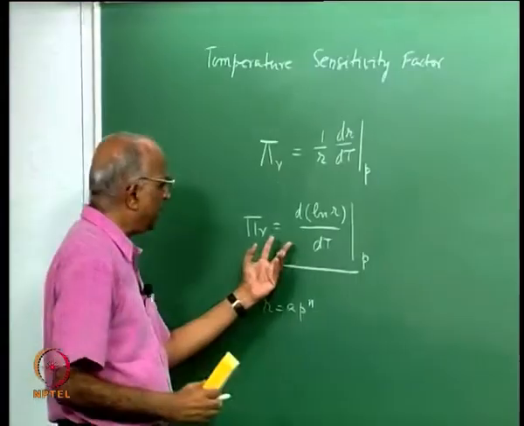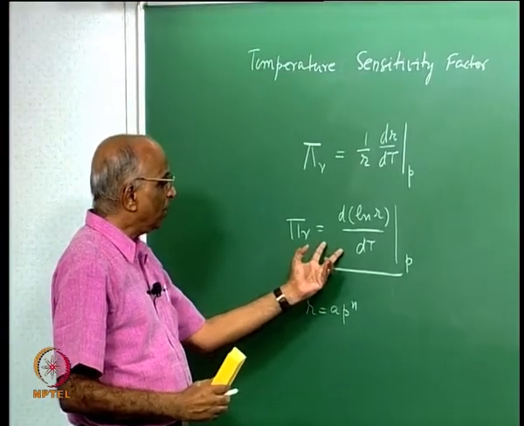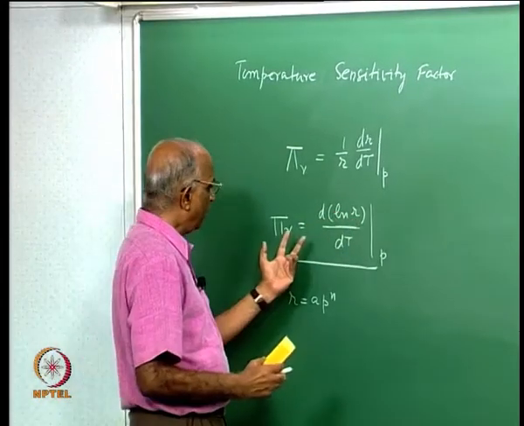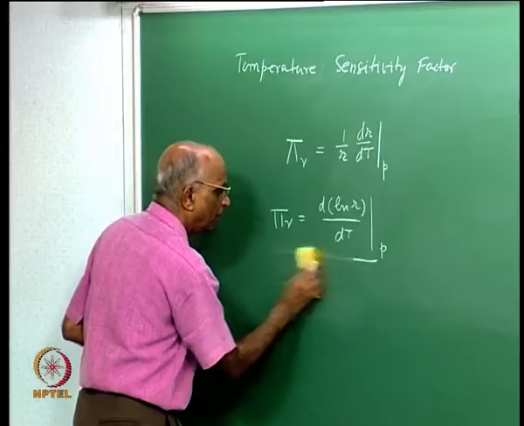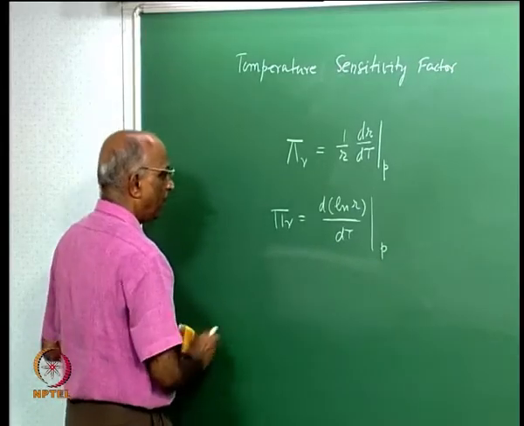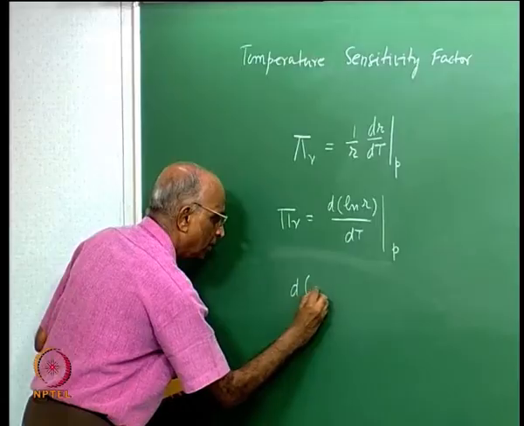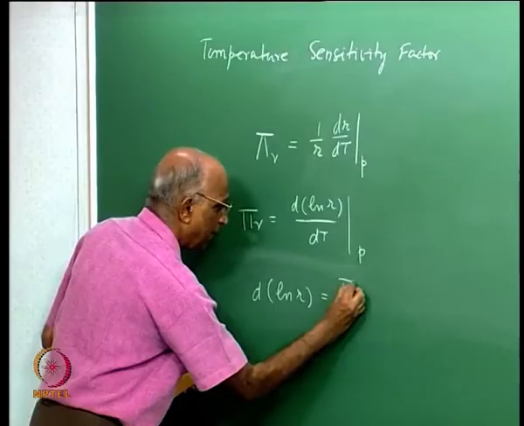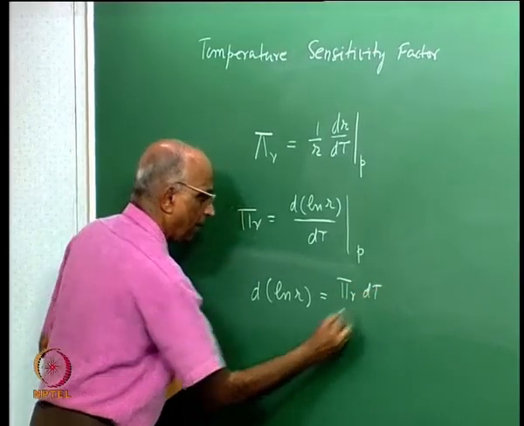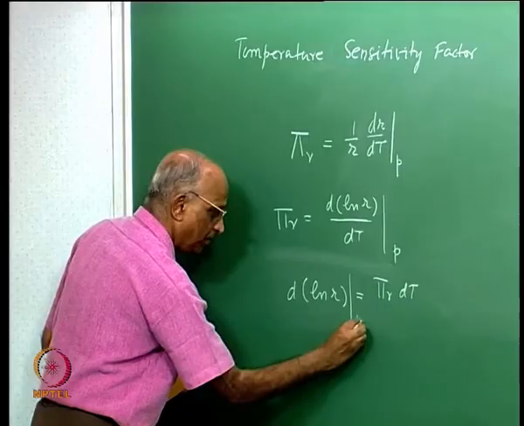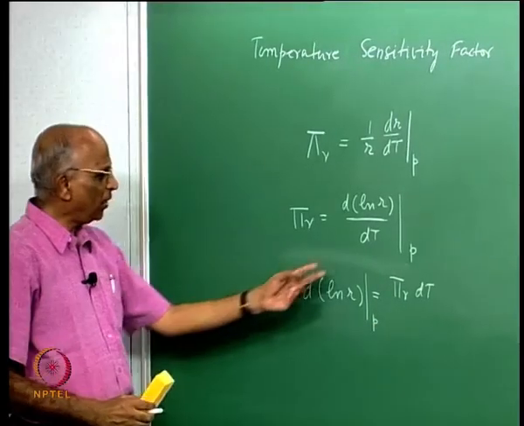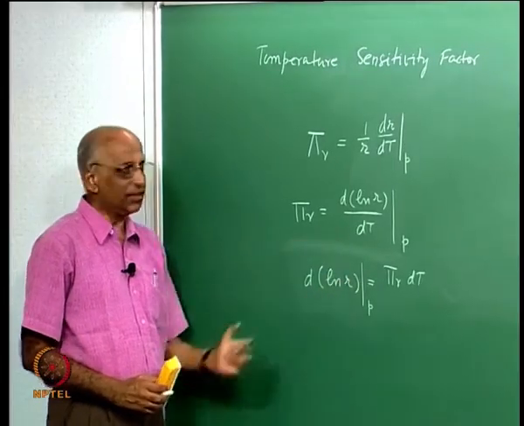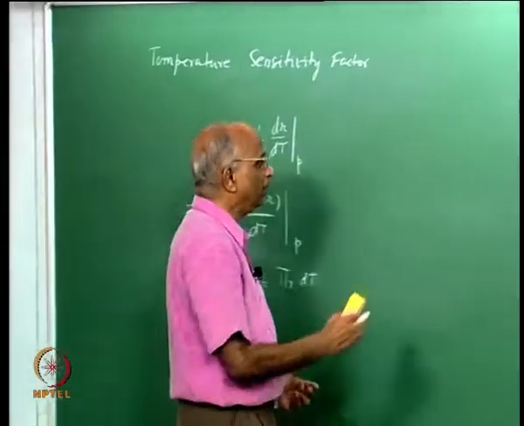Well, I can go back and integrate this equation and find out explicitly how the burn rate changes with temperature. Let's do that. I take this expression over here, I write d ln r, the change in the logarithm of burn rate, is equal to pi r into dT at constant pressure. I just write this equation and let us solve this equation.